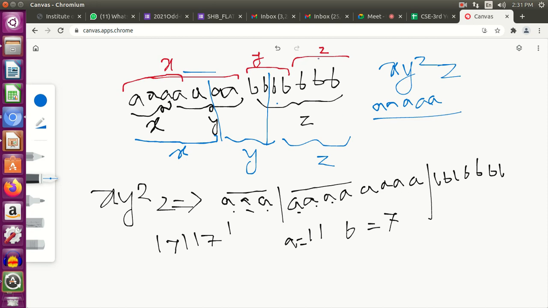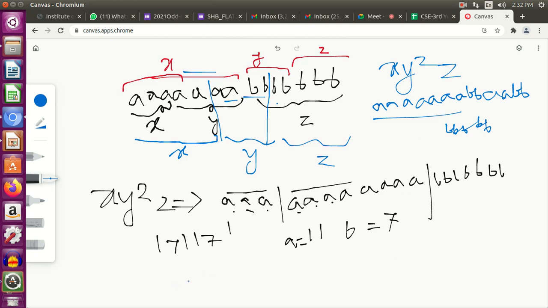So the x part is done. Y will be repeated. In y we have two a's and two b's, so it will be repeated: a, b, b, a, b, b. And next we have 1, 2, 3, 4, 5 b's. Fine. Now again, this is not an element of the language L, obviously, because the most important thing in the language was a sequence of a's followed by a sequence of b's, which is not being followed here. We have b's and again a, then again b. So it is not an element of L.